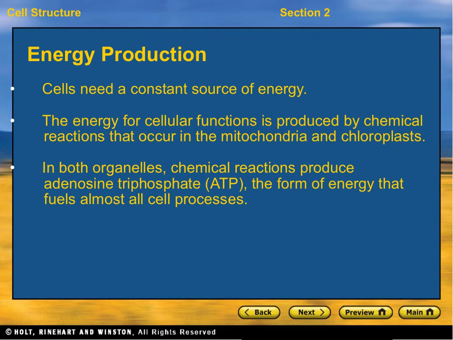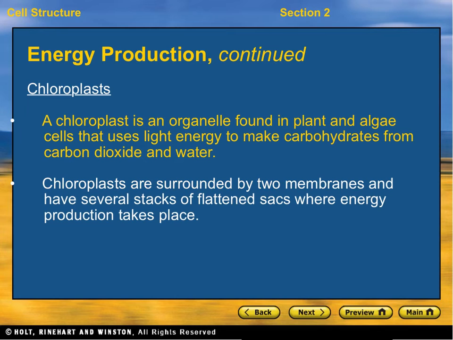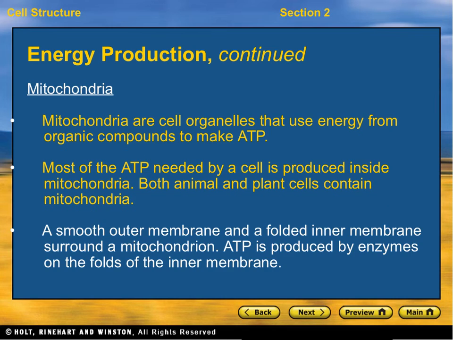ATP is very important. In plants, we have what we call chloroplasts, and this is an organelle that's found in plants and algae, and it uses light energy to make carbs from carbon dioxide and water. Chloroplasts are going to be surrounded by two membranes, and they're going to have several stacks of flattened sacs where energy production can take place. And a plant cell may actually have several different chloroplasts throughout it. We will actually talk more about chloroplasts in another section, and we'll go into more detail in there.